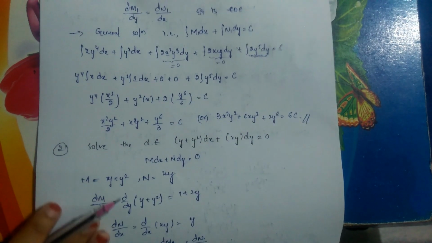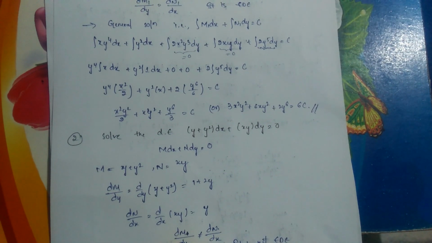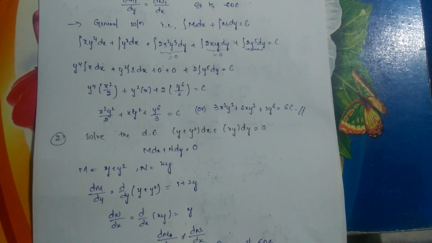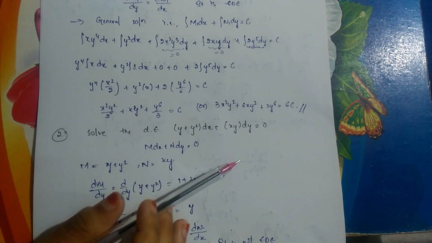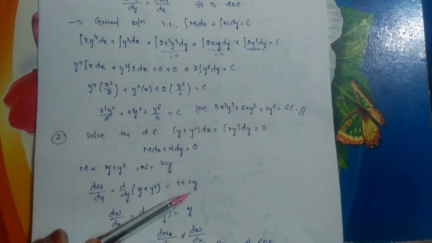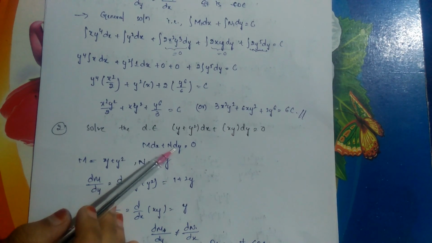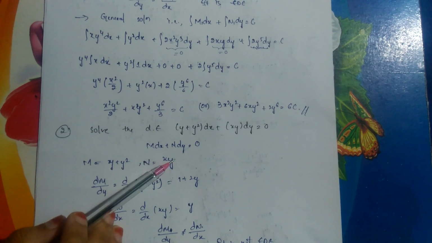And let's see one more problem on this method 4. So solve the differential equation (y plus y square) dx plus xy dy is equal to 0. So here it is in the form of M dx plus N dy is equal to 0, and M is y plus y square and N is xy.